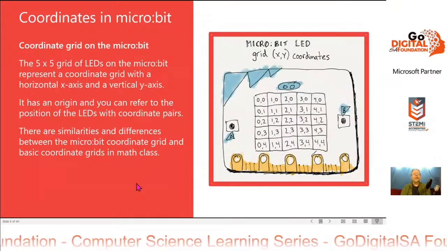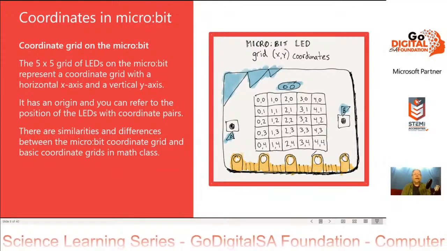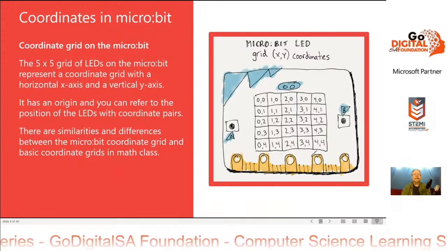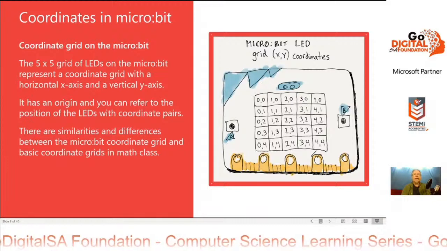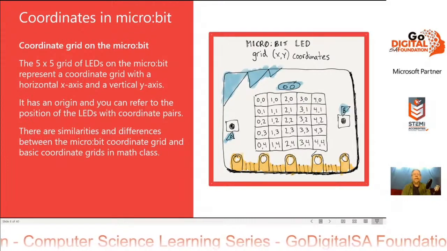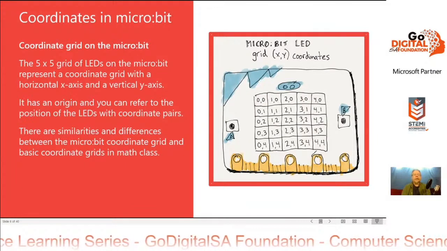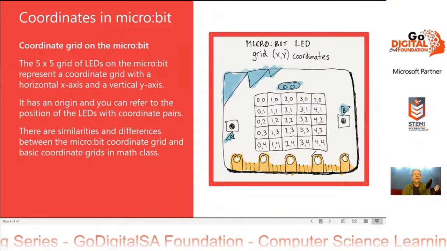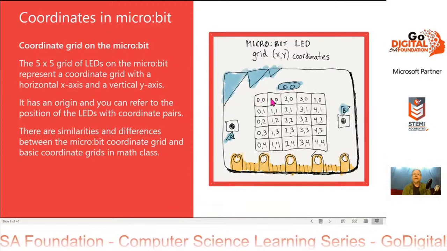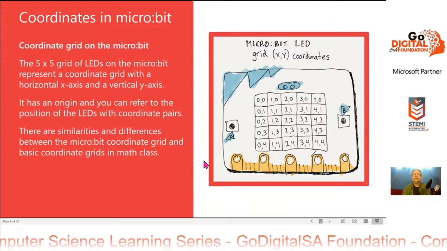Okay, so coordinates in the microbit, the coordinate grid on the microbit. The 5 by 5 grid of LEDs on the microbit represents a coordinate grid with a horizontal x-axis and a vertical y-axis. It has an origin, and you can refer to the position of the LEDs with coordinate pairs. There are similarities and differences between the microbit coordinate grid and basic coordinate grids in math. Okay, so if you take a look here, these are the coordinate pairs of all the LEDs.